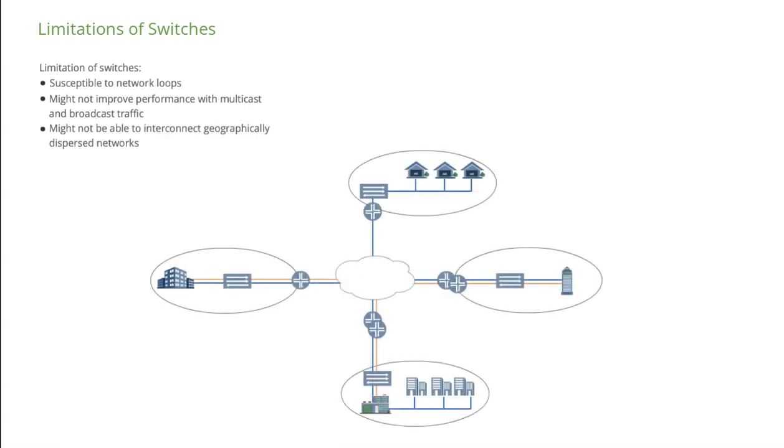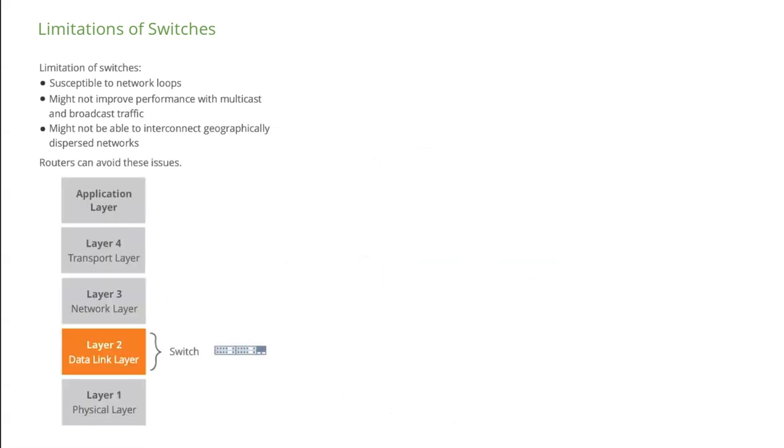Likewise, switched Ethernet networks might not improve performance if a network has a lot of multicast and broadcast traffic. Finally, Ethernet switches might not be able to interconnect geographically dispersed networks. To solve these problems, a different network device, called a router, is required. Whereas Ethernet switches operate at Layer 2 and can examine only the destination Layer 2 or MAC address, routers operate at Layer 3 and can examine Layer 3 addresses. In our next section, we'll examine the difference between Layer 2 and Layer 3 addresses, as well as router operation.